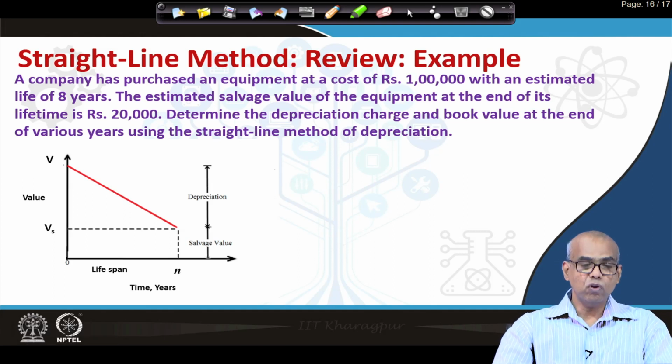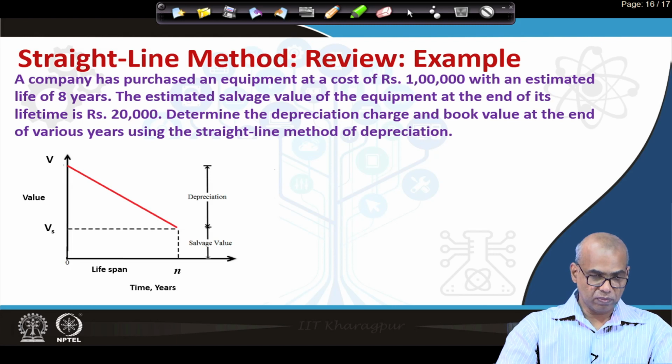Let us take a quick review of the straight line method with an example. A company has purchased an equipment at a cost of rupees 1 lakh with an estimated life of 8 years. The estimated salvage value of the equipment at the end of its lifetime is rupees 20,000. Determine the depreciation charge and book value at the end of various years using the straight line method of depreciation.